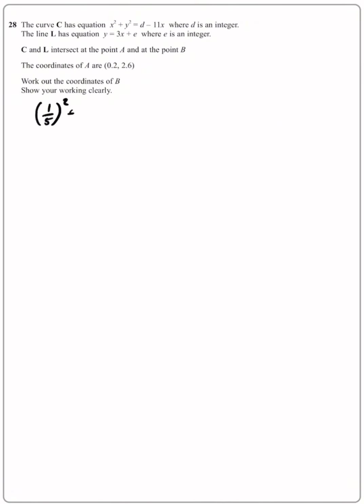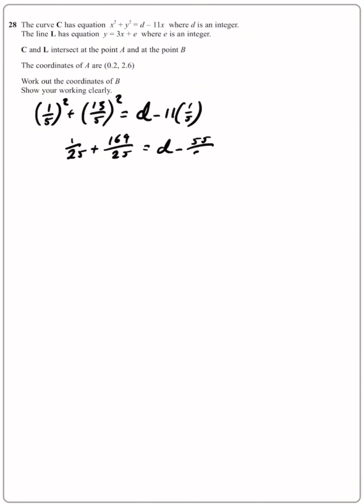Question number 28. So we know it passes through the point 1/5, 13/5. I've turned it into fractions. I prefer working with fractions when it comes to coordinate geometry. I think it gives neater answers. Anyway, plugging in those coordinates, we get 1/5 squared plus 13/5 squared is equal to d subtract 11 lots of 1/5. 1/25 plus 169/25 equals d subtract 55/25. Simplify that, bring it all onto the left hand side. We get that d must be equal to 9.